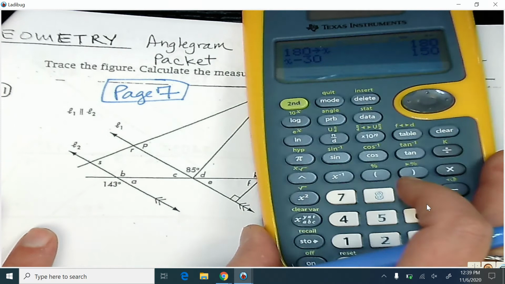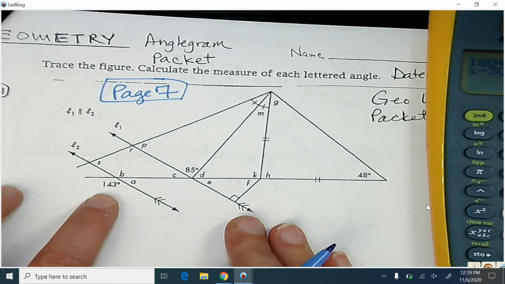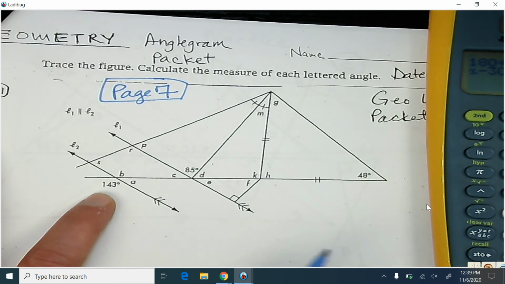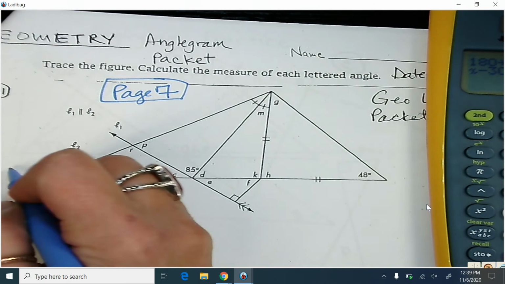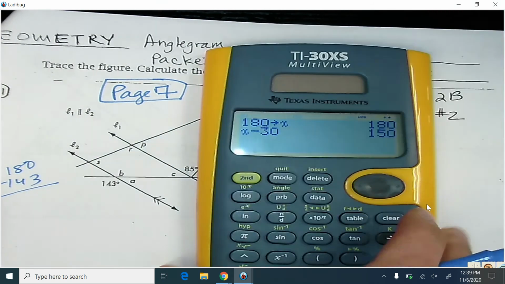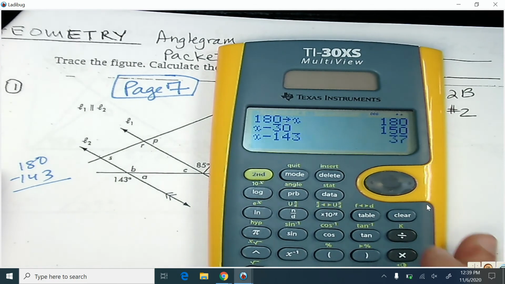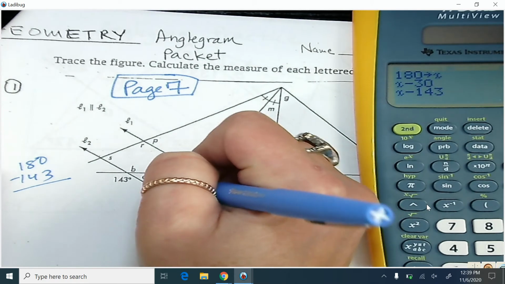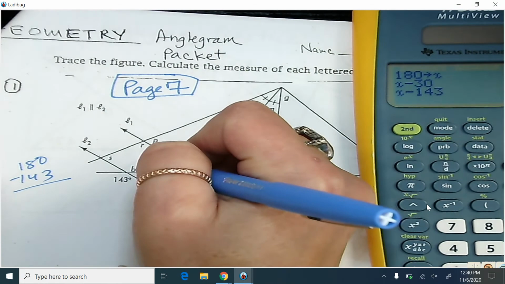All right, so knowing that, let's start going alphabetically. I say alphabetically because down here I have the 143. Since this is 143, these make a linear pair. So I'm going to do 180 minus 143, and I'm going to use that X button over and over. So X for 180 minus 143 gives me 37 degrees. So A is 37 degrees. B is vertical to 143, so these are the same. So this is also 143.